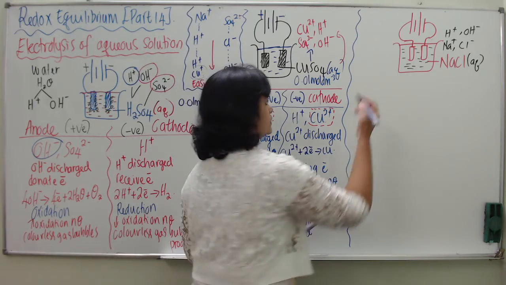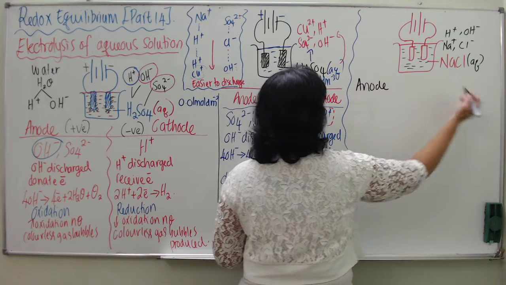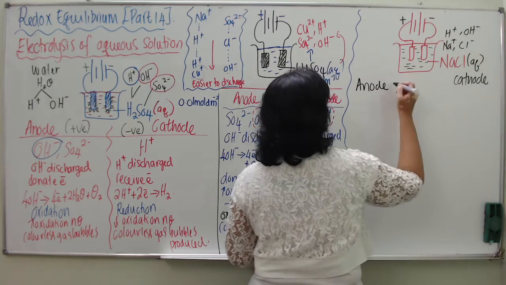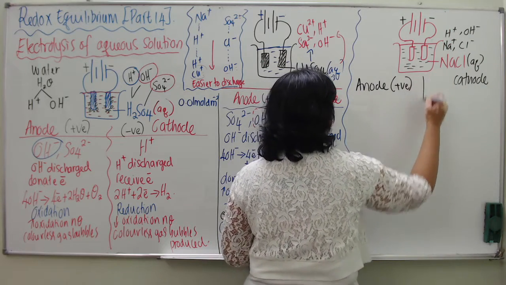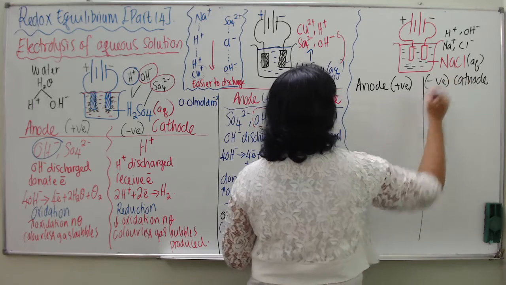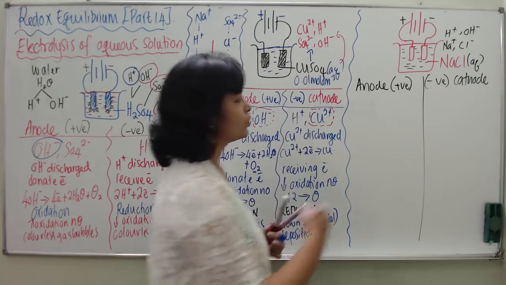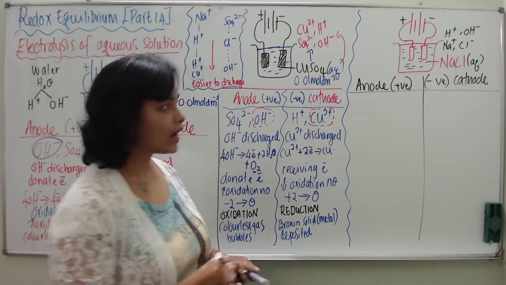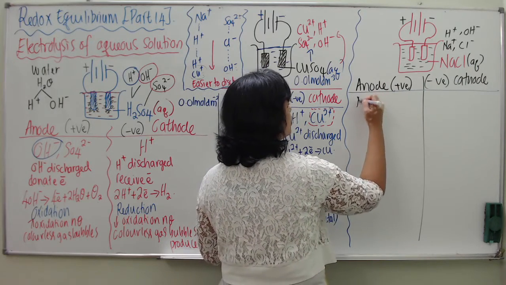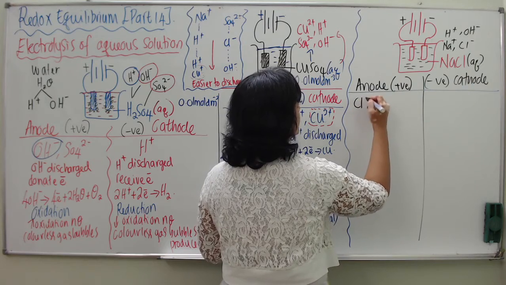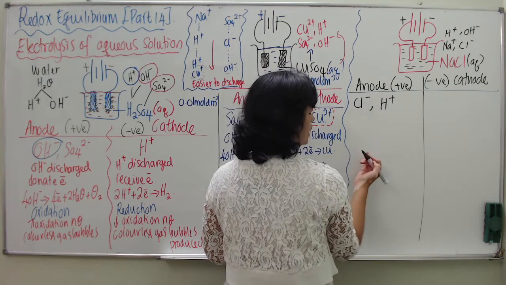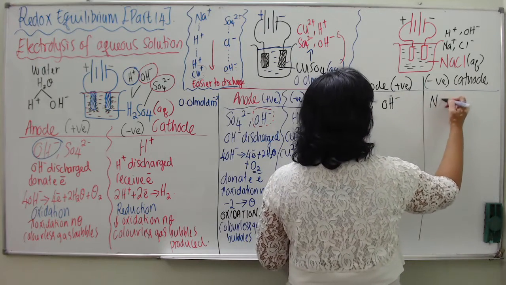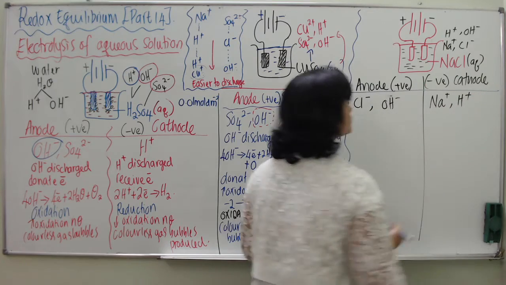Alright, so we have the anode and cathode. Anode is the positive terminal, cathode is the negative terminal. Now, which ions will be attracted to the anode? Anode attracts anions. So, which are the anions here? Chloride ions and hydroxide ions are the anions here, and sodium ions and hydrogen ions are the cations here.